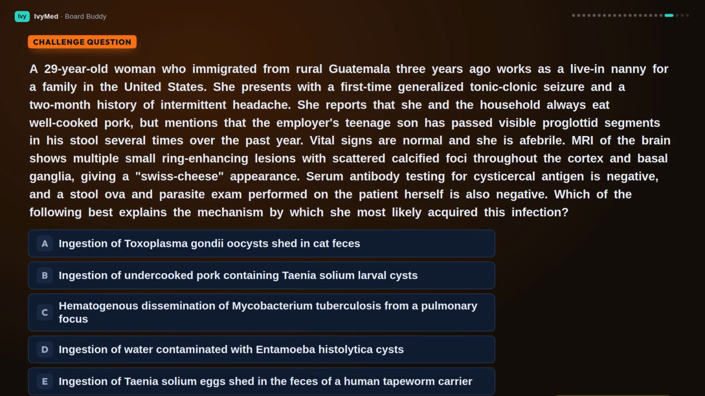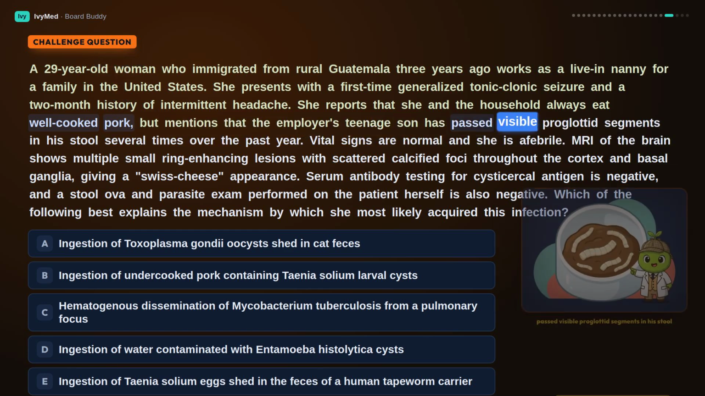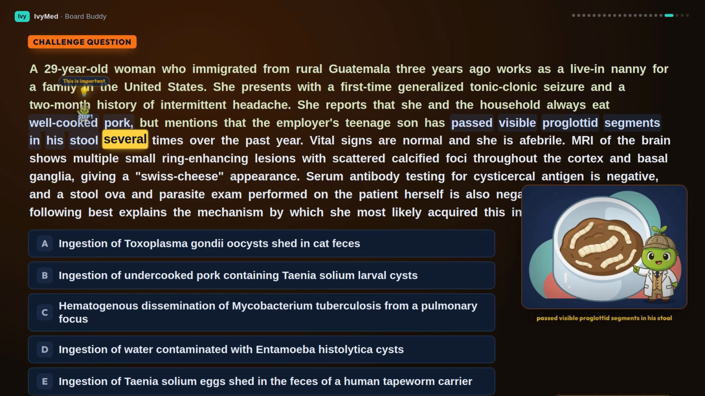Last question. In our data, this is the most missed pattern for CNS infections. A 29-year-old woman who immigrated from rural Guatemala 3 years ago works as a live-in nanny for a family in the United States. She presents with a first-time generalized tonic-clonic seizure and a 2-month history of intermittent headache. She reports that she and the household always eat well-cooked pork, but mentions that the employer's teenage son has passed visible proglottid segments in his stool several times over the past year. Vital signs are normal, and she is afebrile.